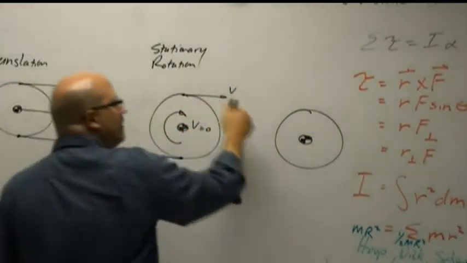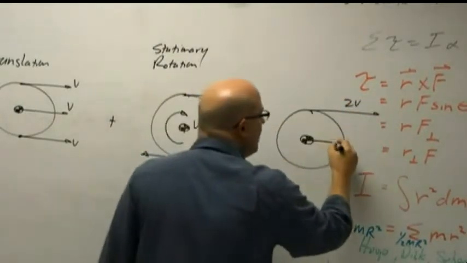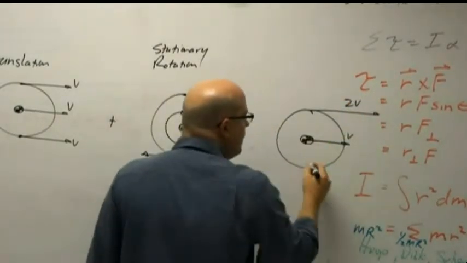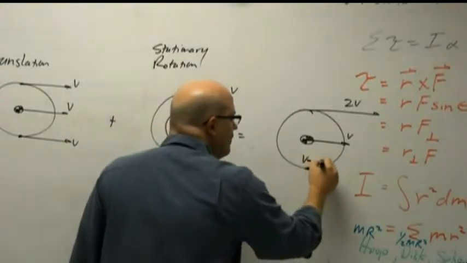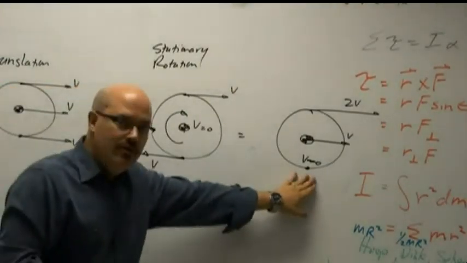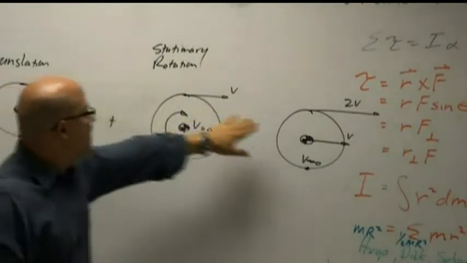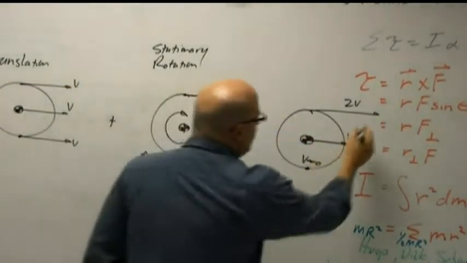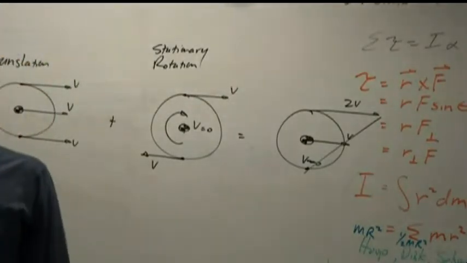The top moves at 2V. The center moves at V. And this point down here, velocity is 0. Everybody see that? This velocity plus this velocity equals 0. This velocity plus this velocity equals V. And V plus V equals 2V. And we get this velocity distribution that looks like that.